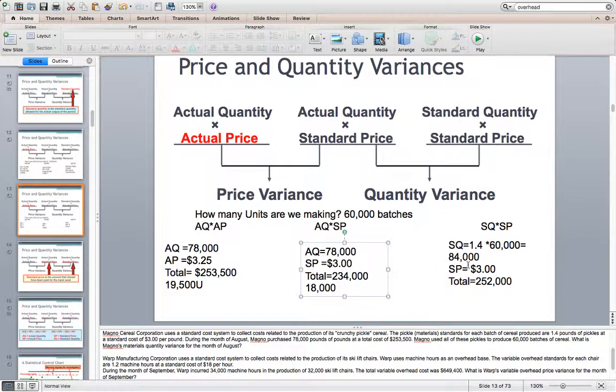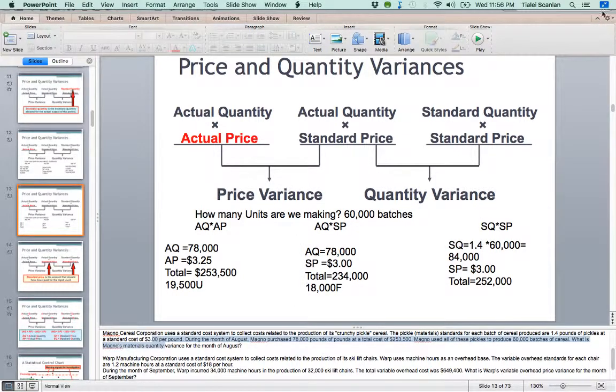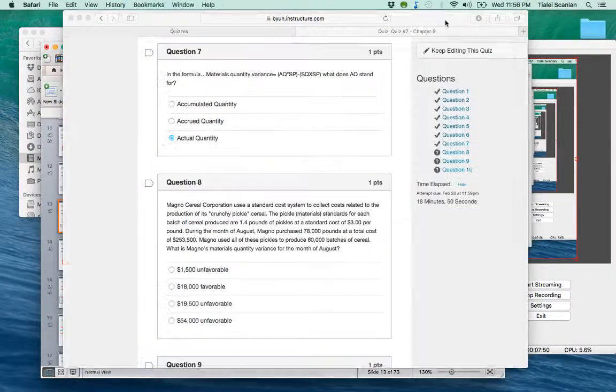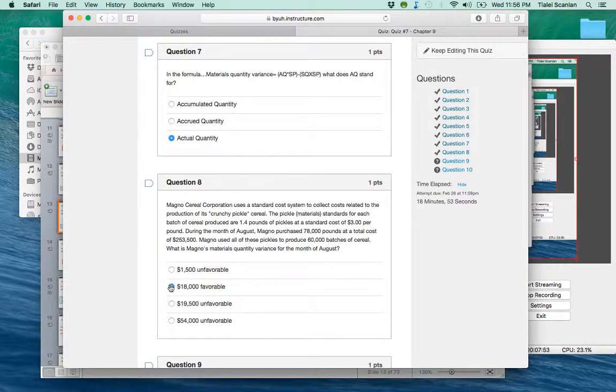Is this going to be favorable or unfavorable? So the standard is 84,000, and the actual was 78,000. So that's a good thing that we used less than we were expecting. That's favorable over here. So 18,000 favorable is our quantity variance, and they're asking for a quantity variance. Yes, they are asking. So that's going to be our 18,000 favorable. So if we look back at the quiz, you can see 18,000 favorable.